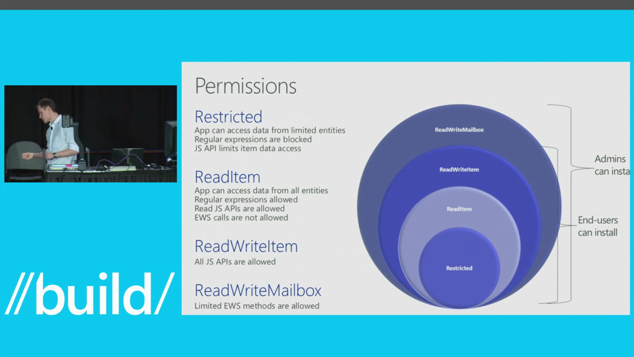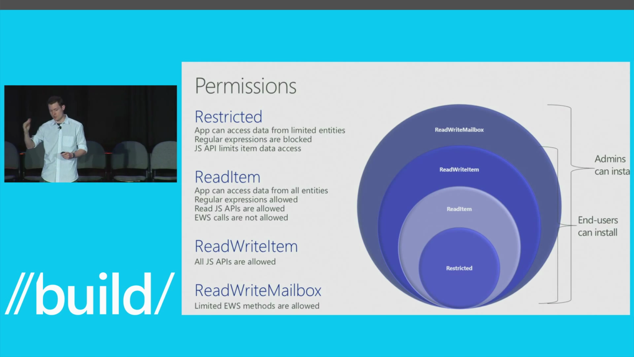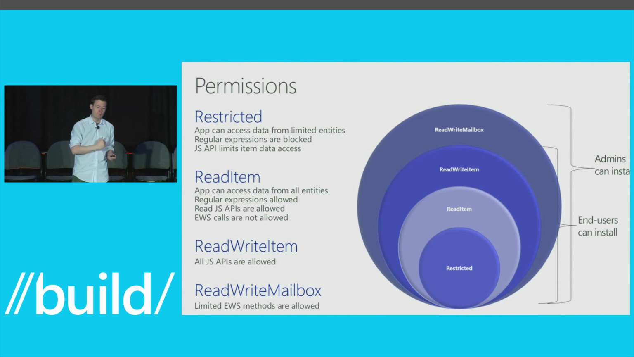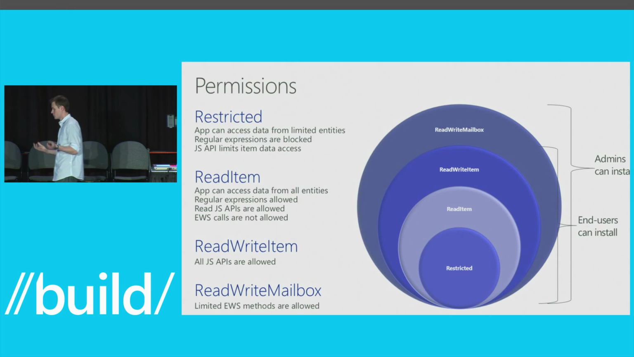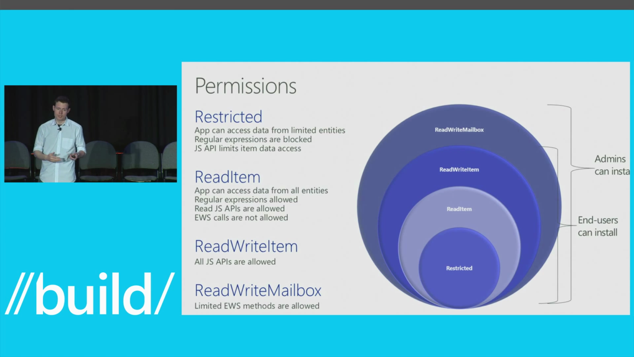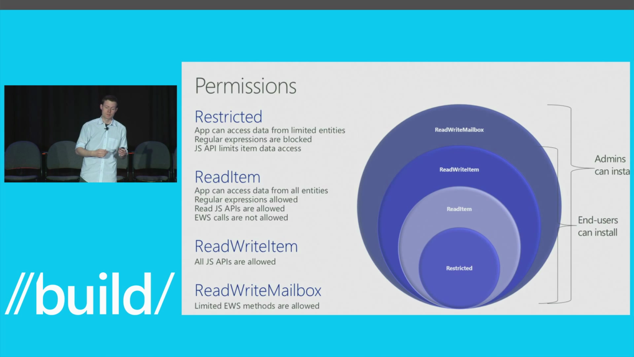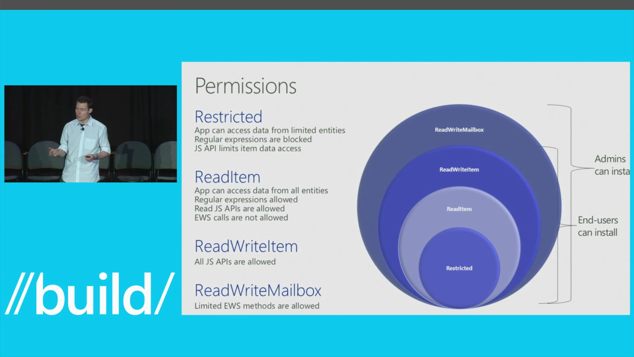And just real quick, permissions. So last year, we shipped a model that had 3 permission levels. It had restricted read item, and it had read-write mailbox. And we introduced this new one called read-write item. So if you call read item, you can access all of the get APIs. So you can do item.subject in the read mode, or you can do item.subject.getAsync in the compose mode. But you can't call things like prepend to body or add file attachments. In order to call those methods, you have to ask for a read-write item.